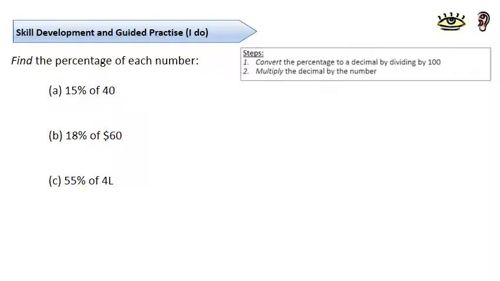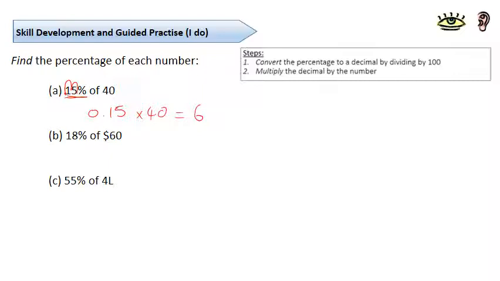So let's have a look at these ones. We've got 3 examples here. 15% of 40. So remember your steps. First step, convert this percentage to a decimal. So all I'm doing there is just moving the decimal place 2 steps, 1, 2. So 0.15 of 40 should be 6.